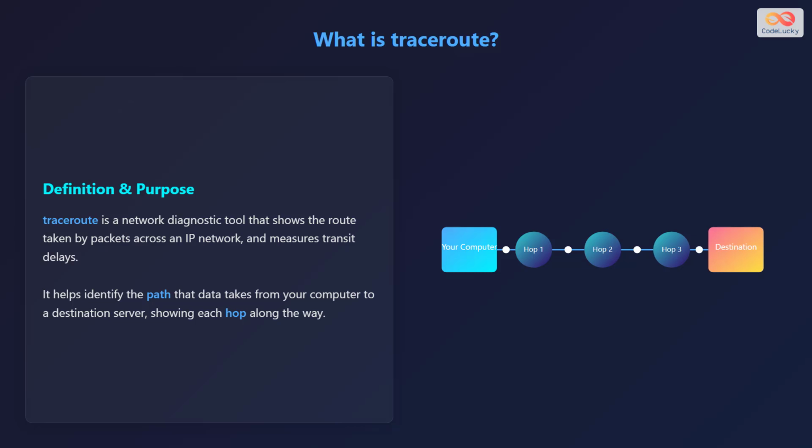Traceroute is a network diagnostic tool that displays the route taken by packets across an IP network and measures transit delays. It helps identify the path that data takes from your computer to a destination server, showing each hop along the way. Think of it as a detective that follows your data packets, revealing their journey across the internet.